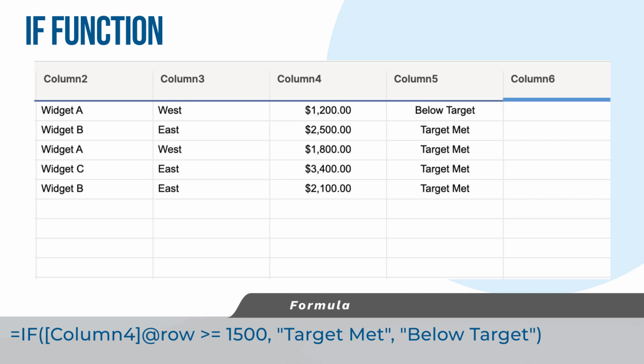After entering the formula, SmartSheet will evaluate the condition for each row and display either "target met" or "below target" based on the sales figure.